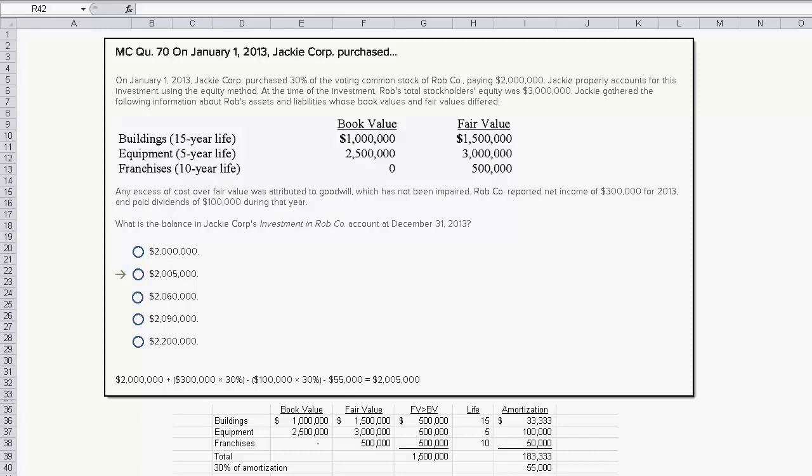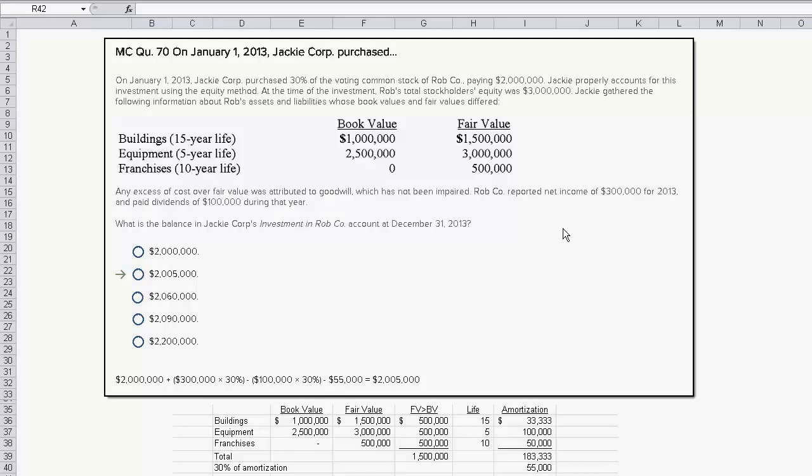On January 1st, 2013, Jackie Corp. purchased 30% of the voting common stock of Rob Company, paying $2 million. Jackie properly accounts for this investment using the equity method. At the time of the investment, Rob's total stockholders' equity was $3 million. Jackie gathered the following information about Rob's assets and liabilities whose book values and fair values differed.